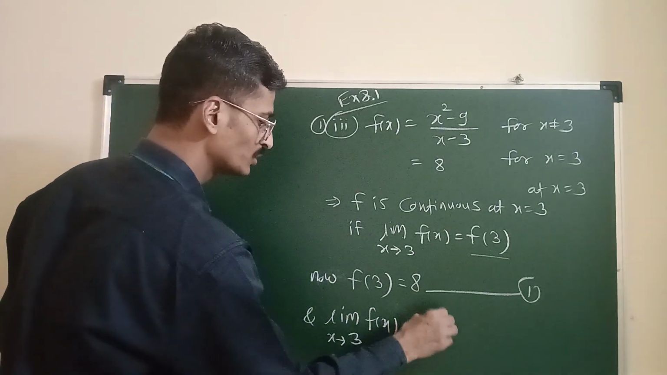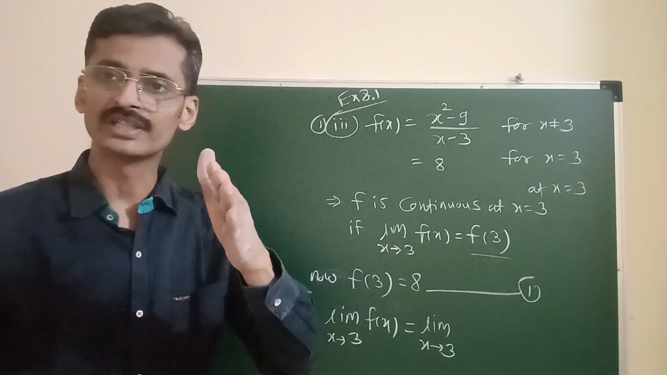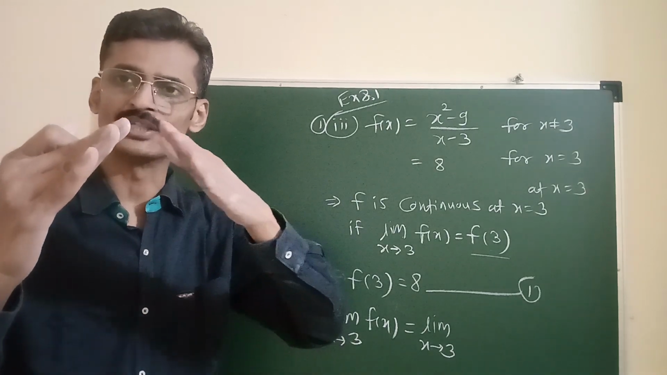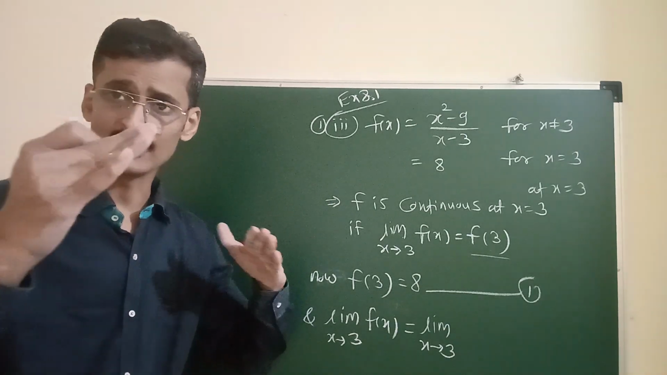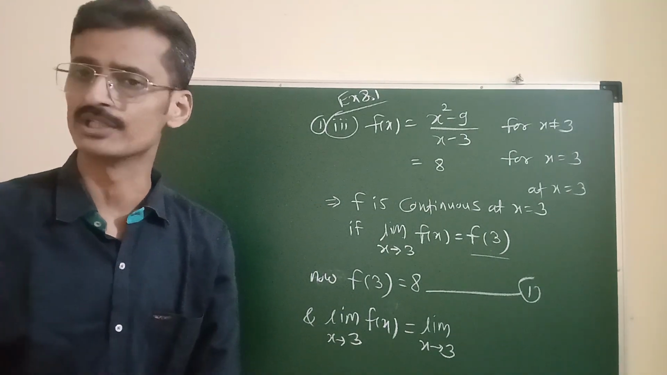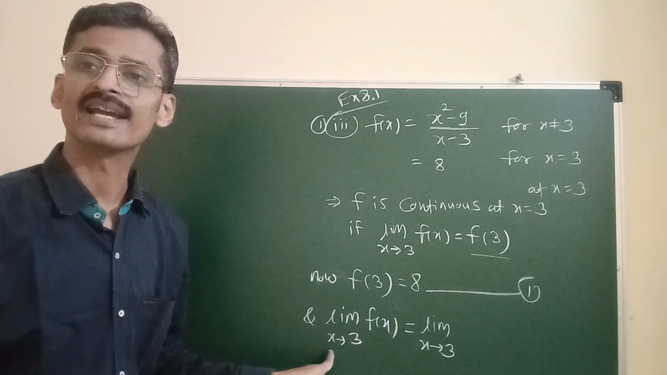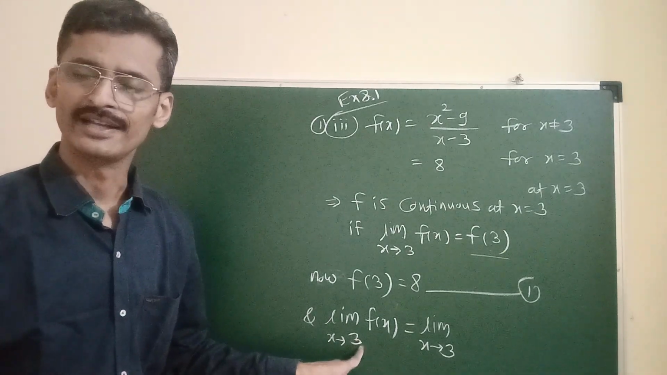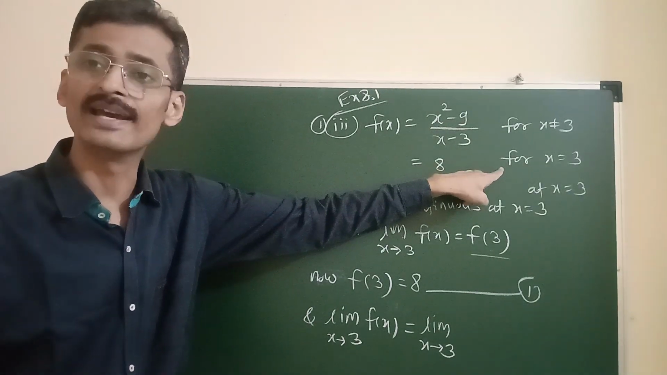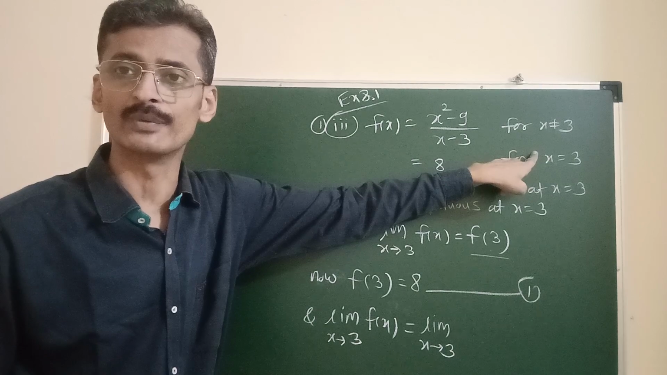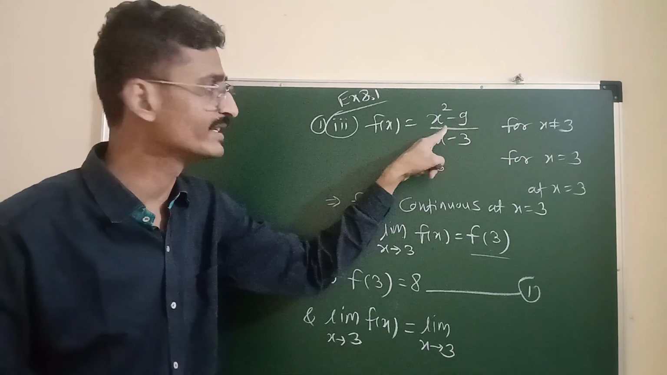Now limit x tends to 3. We know the meaning of limit. When we say x tends to 3, x is coming closer and closer to 3 but not exactly equal to 3, right? So by definition of limit, here x is not equal to 3. It is very close to 3 but not equal to 3. So now check where the function is defined for x not equal to 3. So for that, the function is given as this.